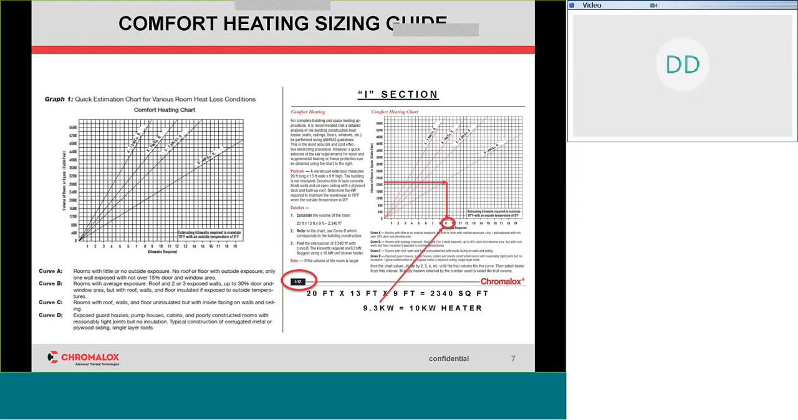And it's really simple to read from there, right? You're on the phone with a customer, they call in, hey, I got a room that's 20 by 13 by 9, whatever it is. You get a square foot. That's your volume.